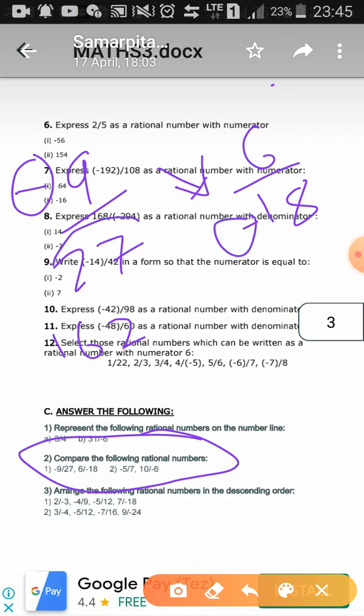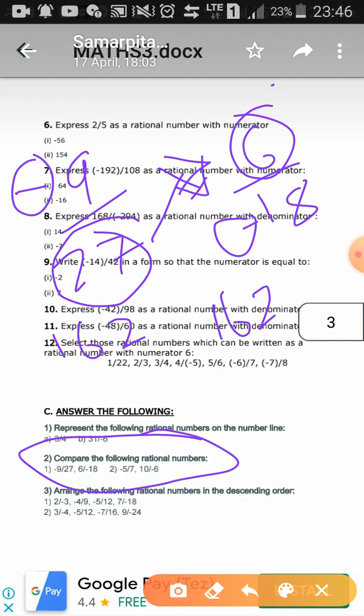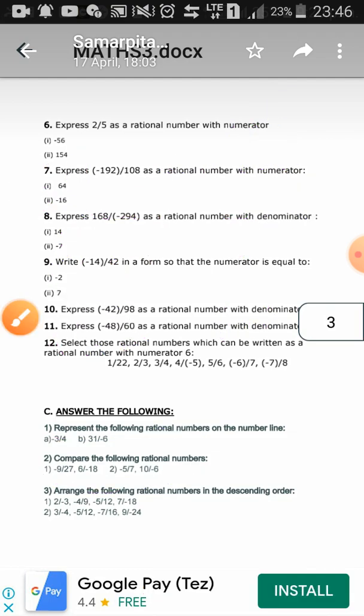What is 27 into 6? 27 into 6 is also 162. So these two rational numbers are equal. Okay, so this is how you are doing it.